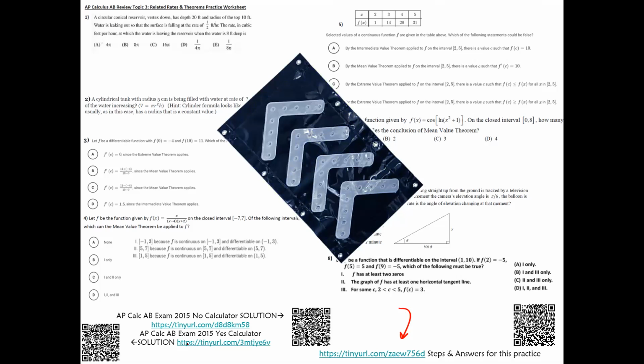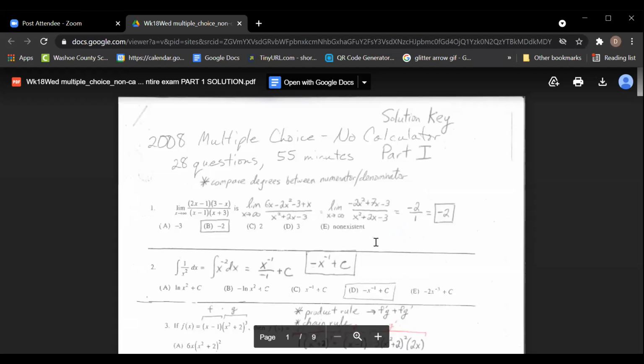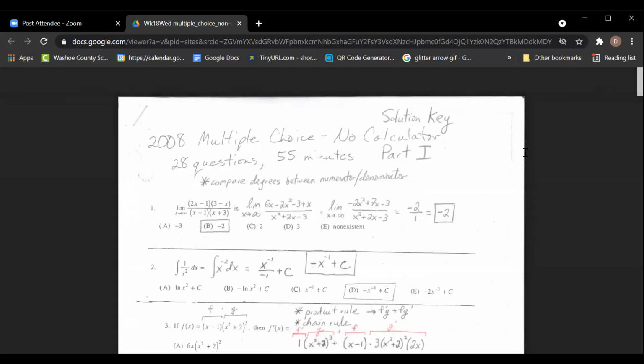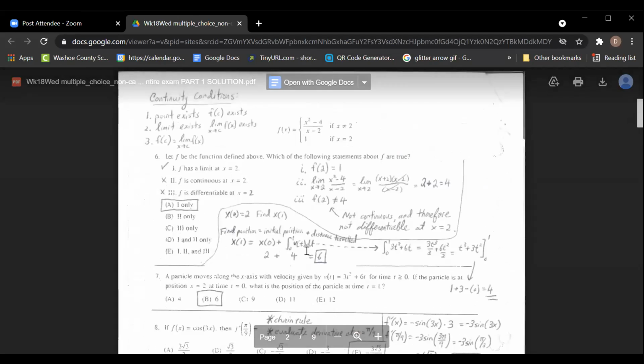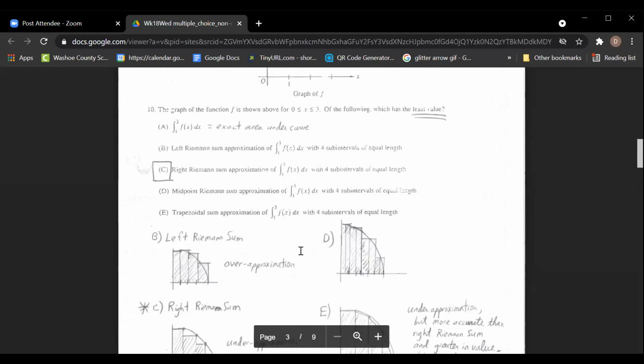Next, I have the solutions for the 2015 multiple choice test. First part is a no calculator. Second part is a yes calculator. So let's go ahead and take a look at the no calculator portion. So if you go ahead and click on it, this is what it looks like for that test. And this is 2008 no calculator, 28 questions, 55 minutes, part 1. And you guys can go ahead and take a look at the steps shown for the question itself.